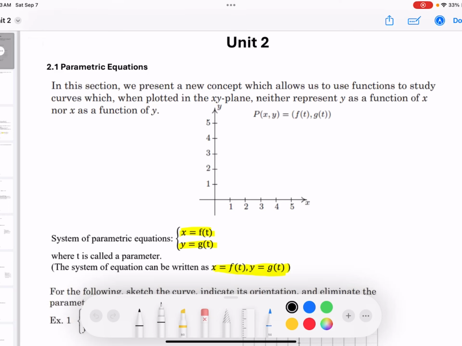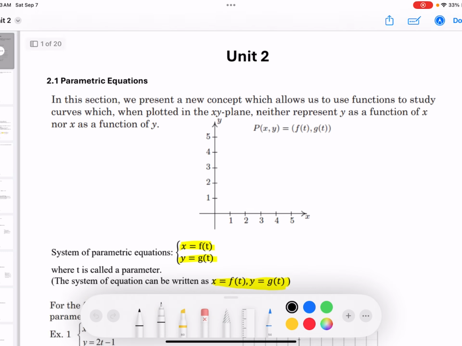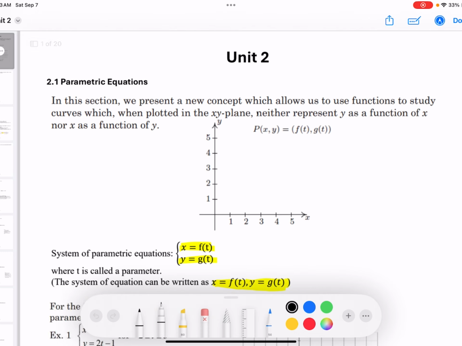In this video we are learning 2.1 Parametric equations. In college algebra, we learned the equations. If I have the equation, I can find the points on the equation, plot the points on the xy plane, and connect them.